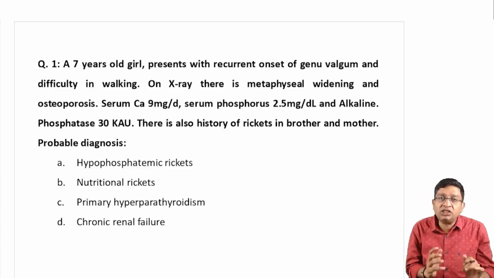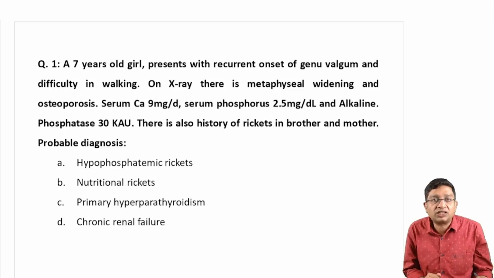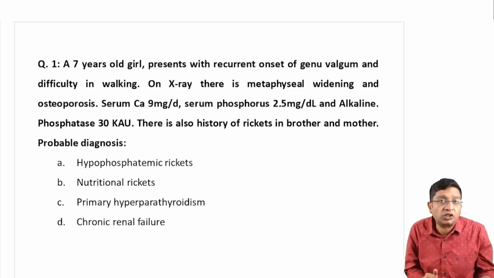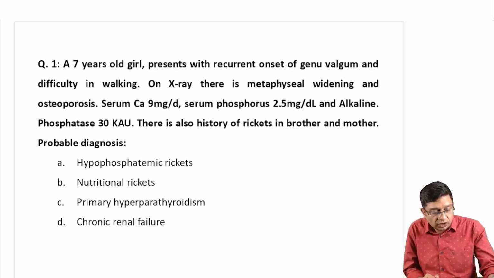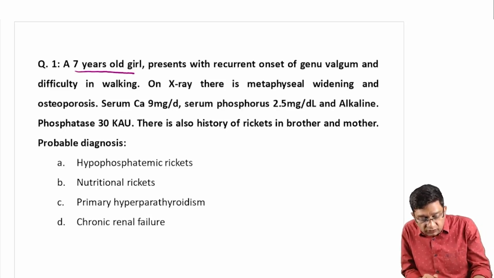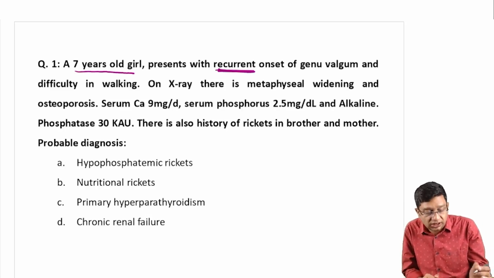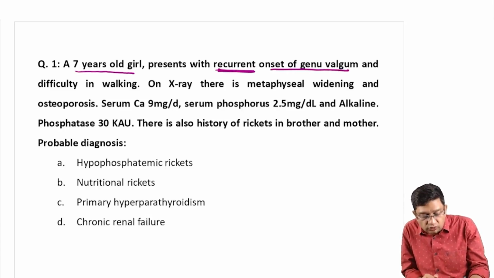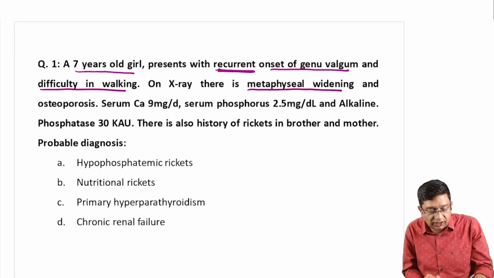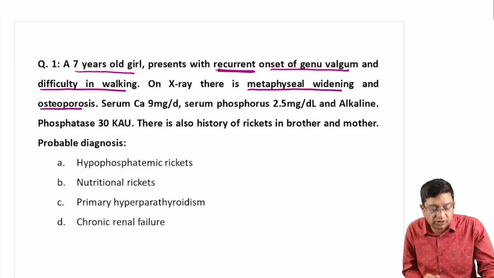So we'll be discussing the questions which were asked in the subject of pediatrics. Right? So the first topic is rickets, which is a very important topic for the FMGE exam. If you see here, a 7-year-old girl presents with recurrent, the word here is recurrent, onset of genu valgum and difficulty in walking. On X-ray, there is metaphyseal widening and osteoporosis.